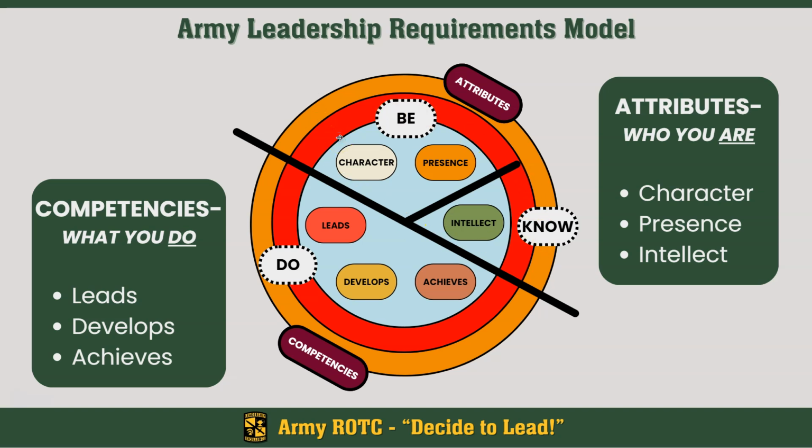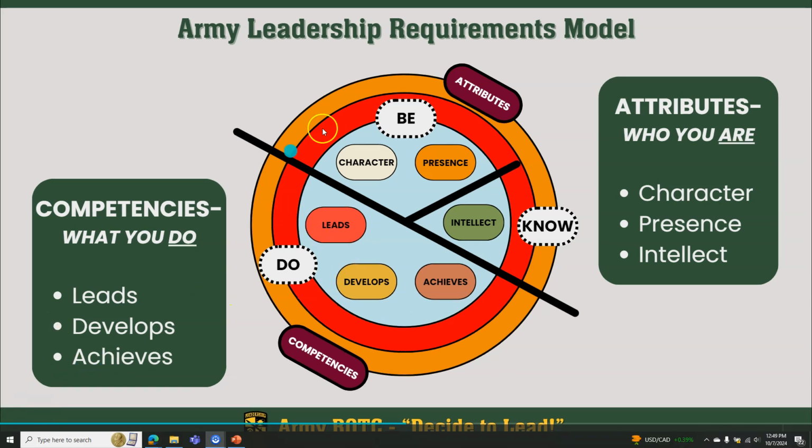Those are all things that can describe who you are, and those are right here in the attributes. Then we have our competencies, and these are described as what you do. So they're more like verbs, right? You lead, you develop, you achieve. So those right here fall under competencies, and they're on this half. Now remember, I also called this the Be Know Do model, because we can split this in another way where we have half and half for attributes and competencies, but we also split it into 3 sections for the Be Know Do.